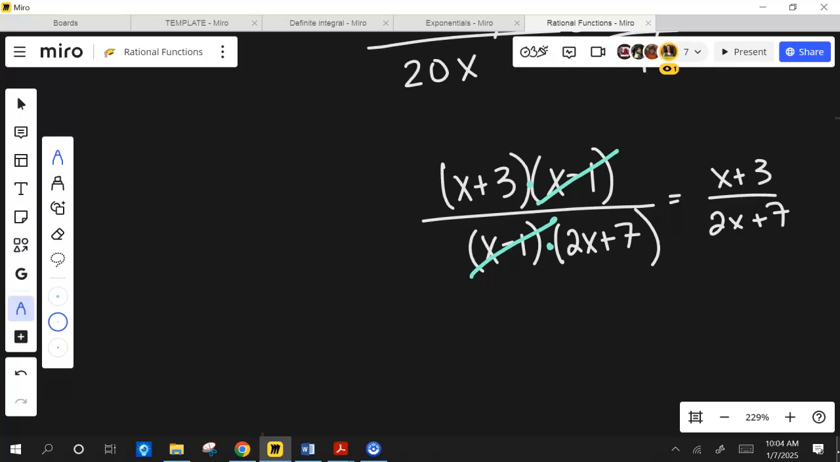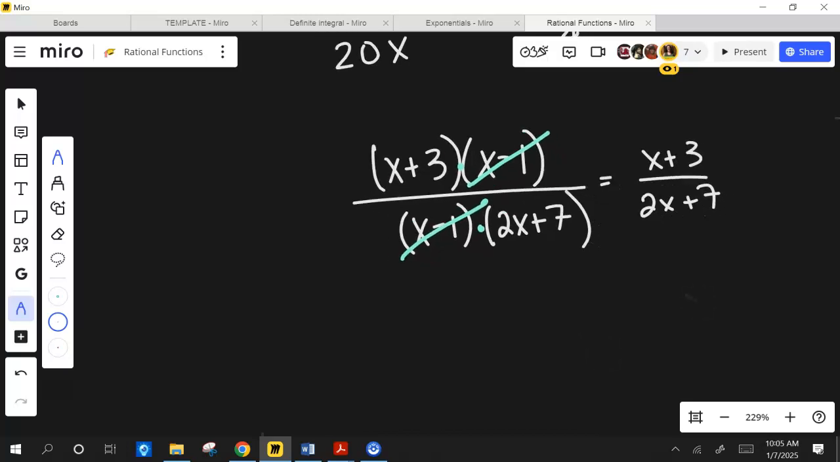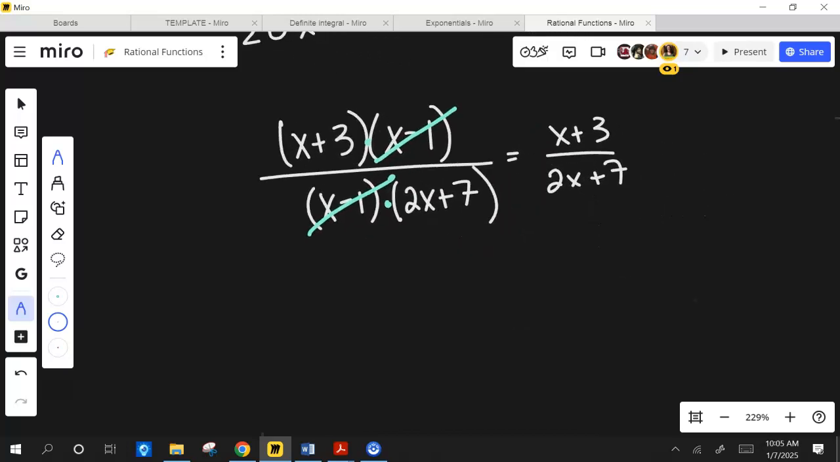Can I cancel an x out since it's in the top and the bottom? No. I would kill a kitten if I did that. I can't do that. Anything I cancel out has to be multiplied. It's still up there. Because we don't kill kittens in here.